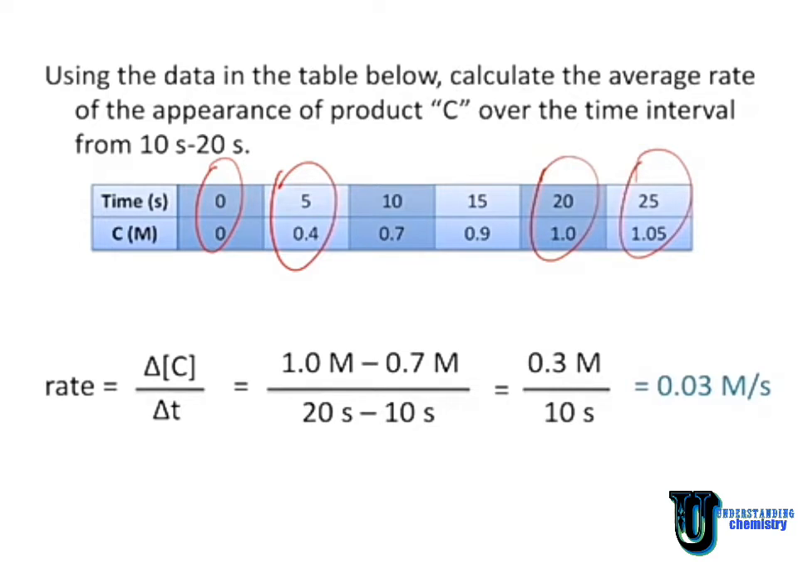So one of the things that you're going to notice if you study reaction rates is that they are going to change over time as your reactants are being used up. Generally, your reactions are going to slow down over time. So when we calculate the average rate, we do really need to be specific about the time frame that we're calculating that average reaction rate for.